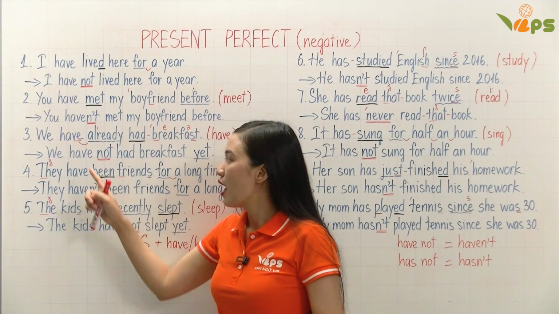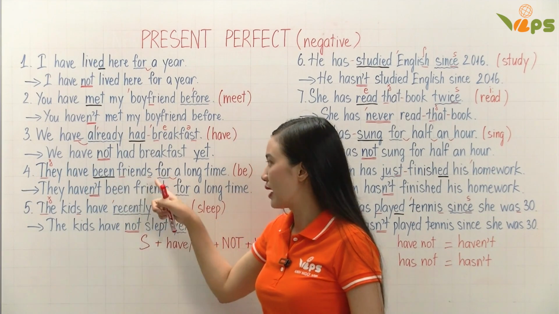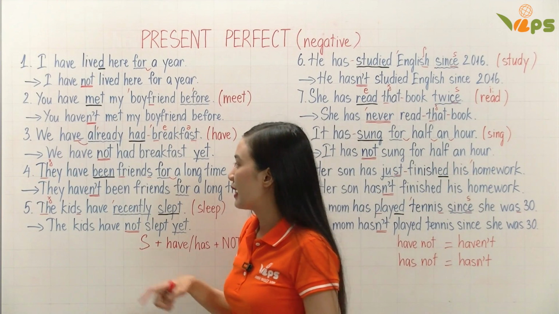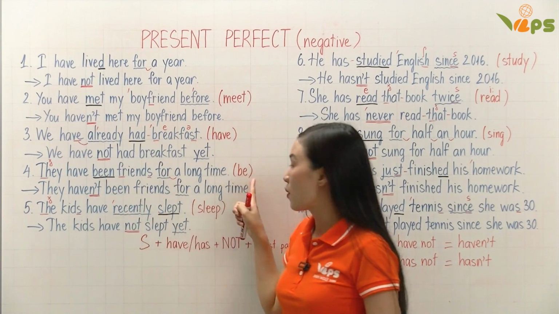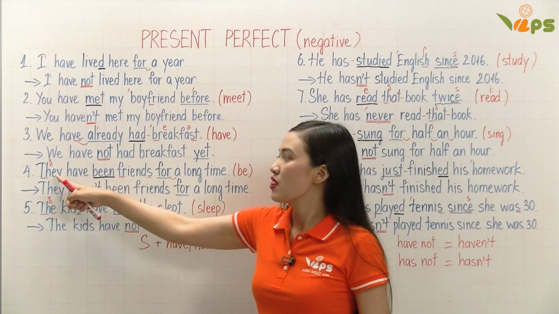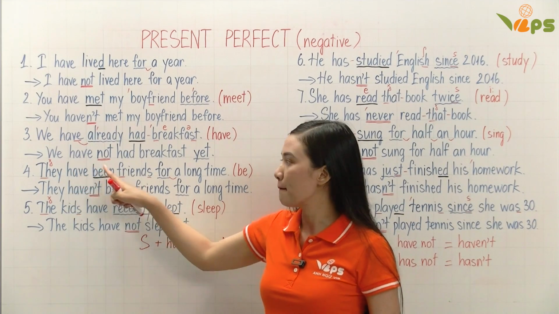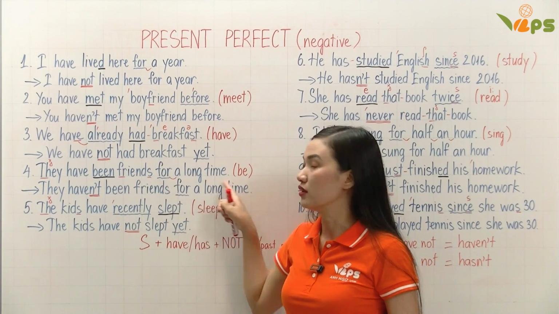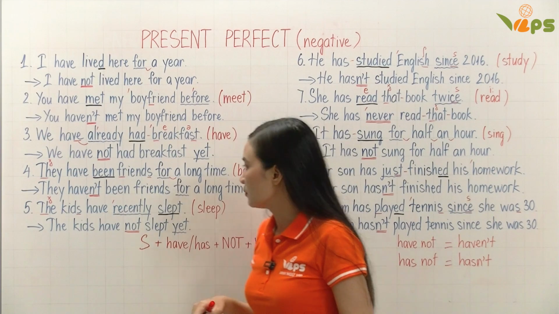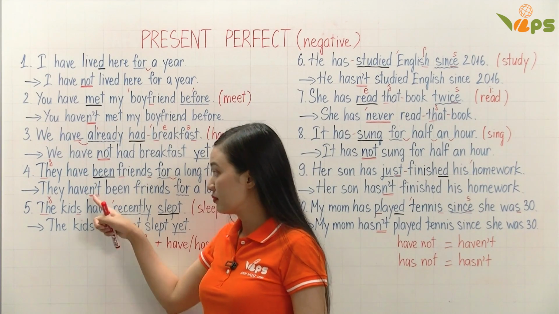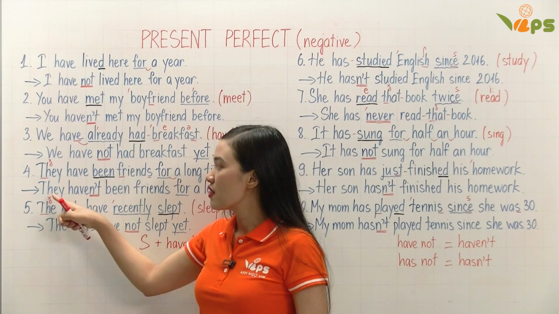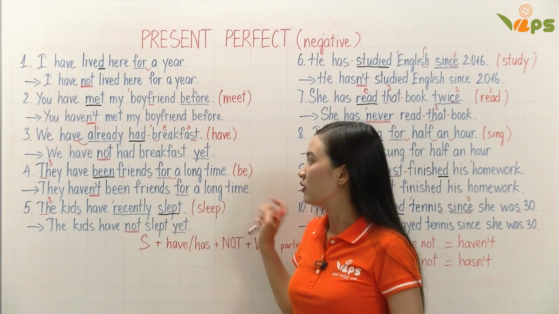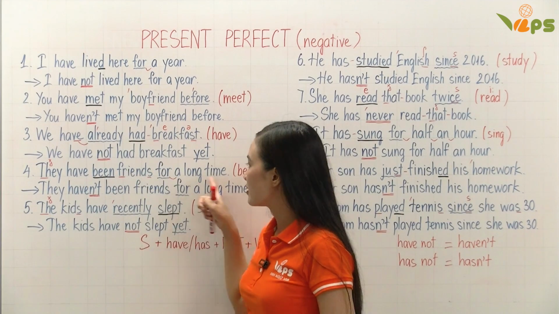Number 4, they have been friends for a long time. For a long time. Now, been, base form is be. They have been friends for a long time. Now, to the negative form, we use haven't, right? They haven't been friends for a long time.